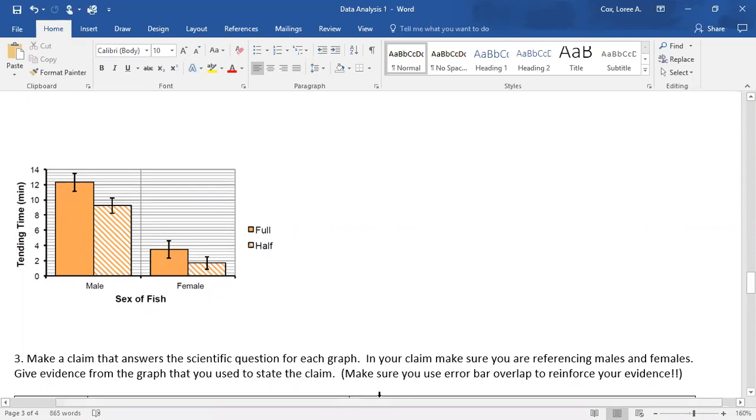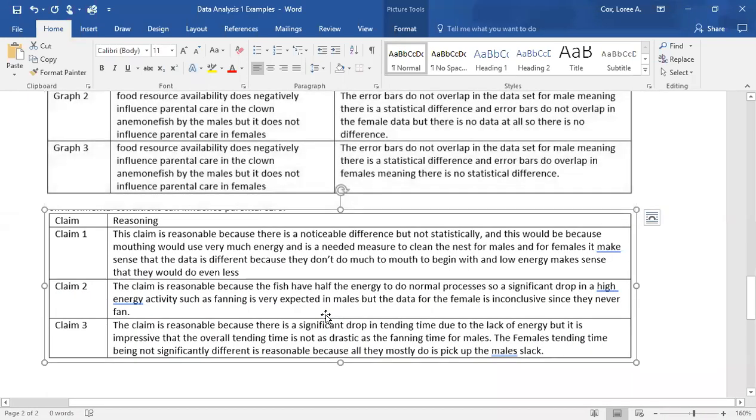All right, let's see what our last candidate wrote here. Okay, they said, claim 3, food resource availability does negatively influence parental care in the clown anemone fish by males, but it does not influence parental care in females. Perfect. The error bars do not overlap in the data set for males, meaning there is a statistically significant difference, and the error bars do overlap in females, meaning there is no difference. Excellent job.